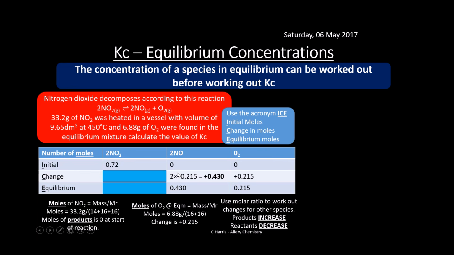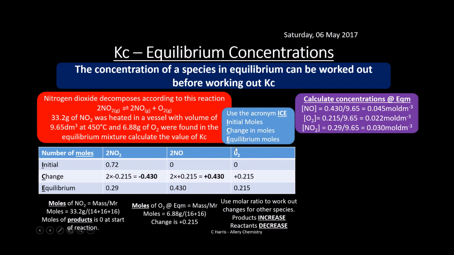And for NO2, remember, this is a reactant, and reactants are used up. So this is going to be the same amount as this, because that's 2 to 2, but it's going to decrease by 0.430. So let's put that there. There it is: minus 0.430. Basically we do 0.72 minus 0.430, and that gives us an equilibrium amount of 0.29. So what we've worked out here is the equilibrium moles for this reaction.